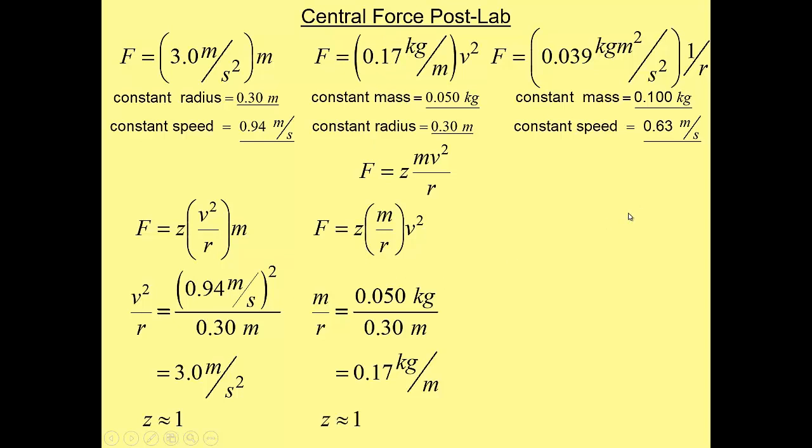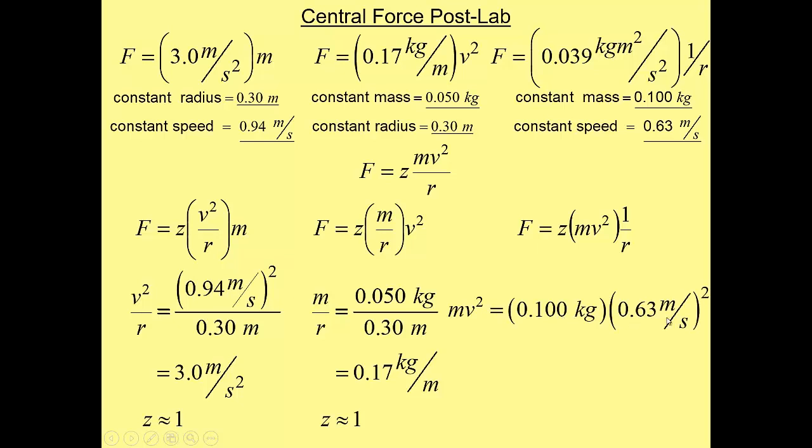One more check. If we factor out the 1 over r, what we have left is z times m v squared, and z times m v squared has got to be equal to this slope if both of these math models accurately describe what happened in the lab. Well, what is m times v squared? In this third of the lab, we kept the mass and the speed constant. So sorry, I had to move this over to make it fit. But m v squared is this.